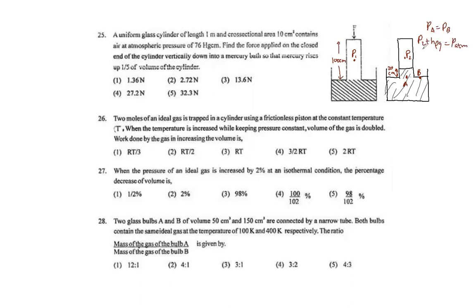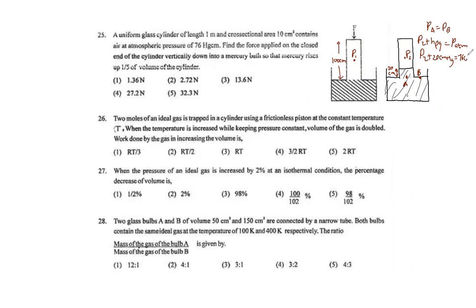So P2, the new pressure we don't know, plus H rho G. Instead of H rho G, I can put 20 centimeter mercury, equal to atmospheric pressure, which is 76. No, it doesn't work that way, no? Then this reduces, no, people. Then it's 56. P2 is 56.